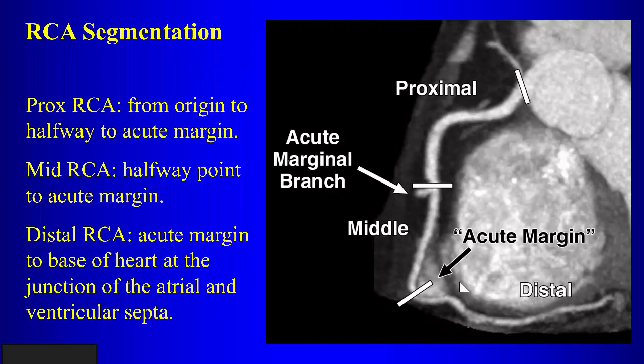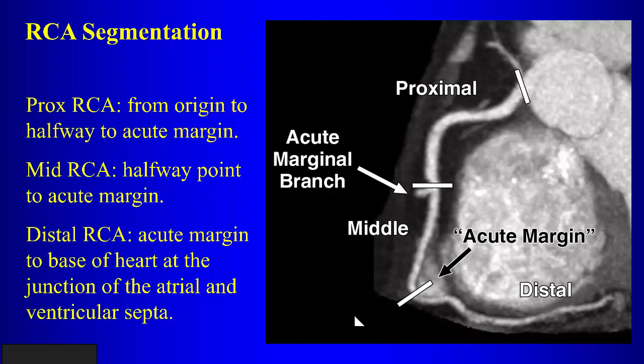So from halfway to the acute margin of the heart, in this view when you lay out the right coronary artery, that is the proximal right coronary artery. The mid right coronary artery is from that point to the acute margin of the heart. That's the mid right coronary artery.